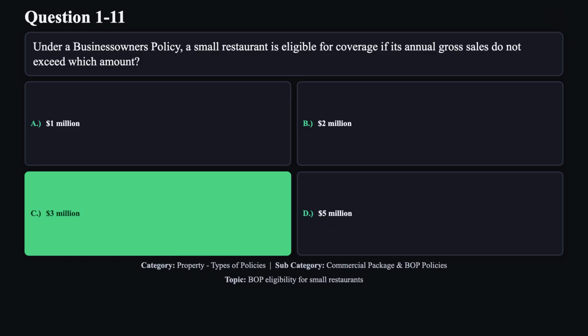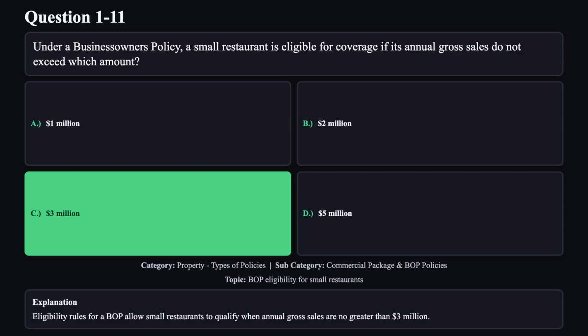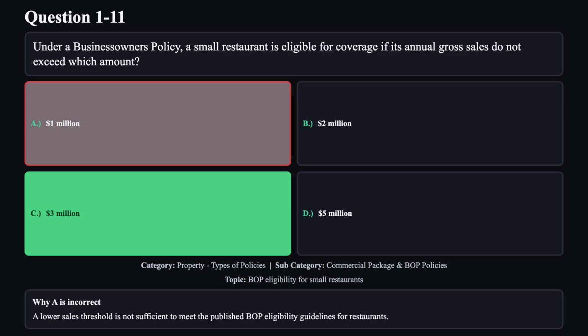The correct answer is C. Eligibility rules for a BOP allow small restaurants to qualify when annual gross sales are no greater than $3 million. Reason A is not correct. A lower sales threshold is not sufficient to meet the published BOP eligibility guidelines for restaurants.